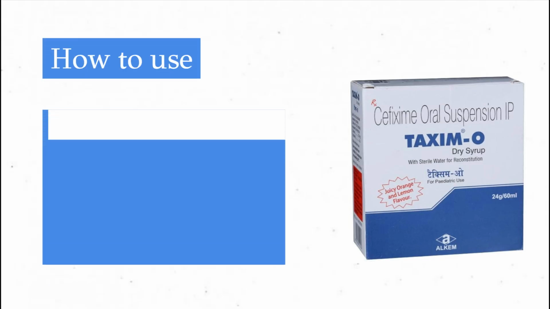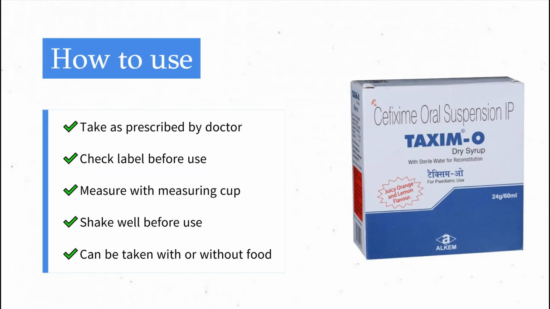How to use. Take TAXIM O Dry Syrup in the dose and duration advised by your doctor. Check the label for directions before use. Measure the syrup with a measuring cup and take it by mouth. Shake well before use. It may be taken with or without food.